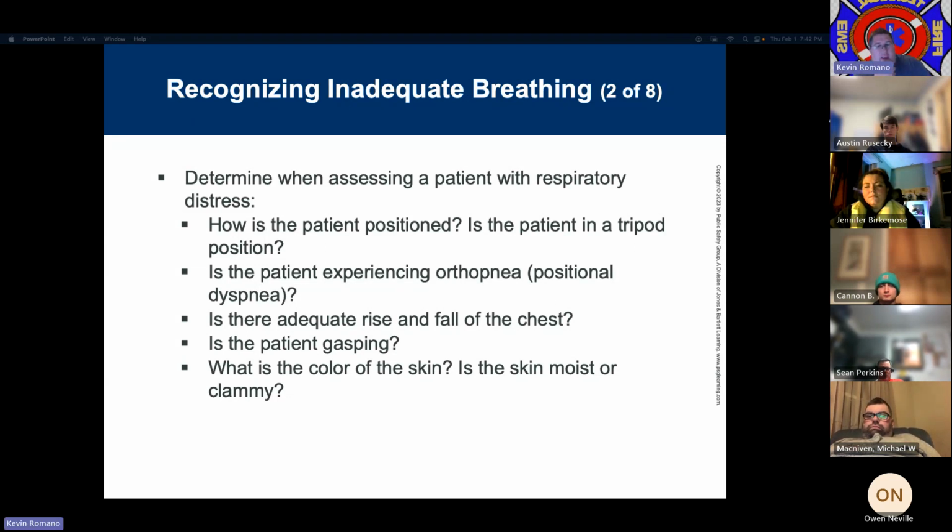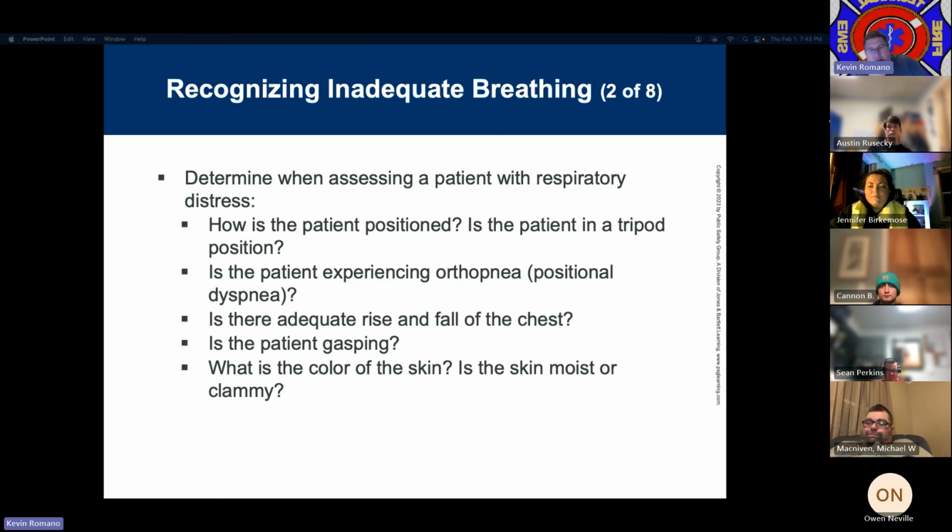What color is the skin? Is the skin moist and clammy? If the skin's moist and clammy, they're in shock. The body's trying to compensate, and they're in shock right now. They have an inadequate state of tissue perfusion. They're not getting adequate breathing, right? And if the skin is blue all around and they look like a Smurf, that's bad. That's significant cyanosis, right?